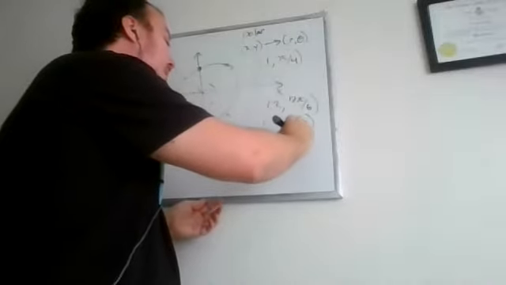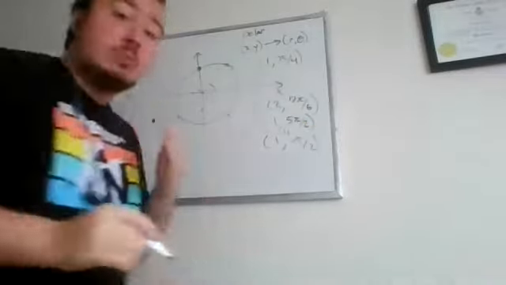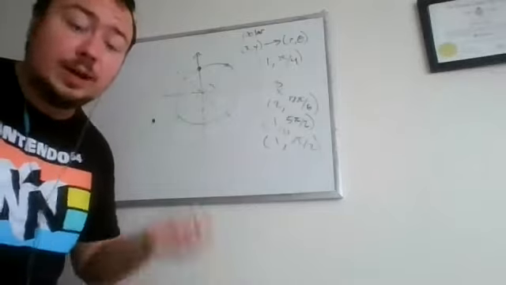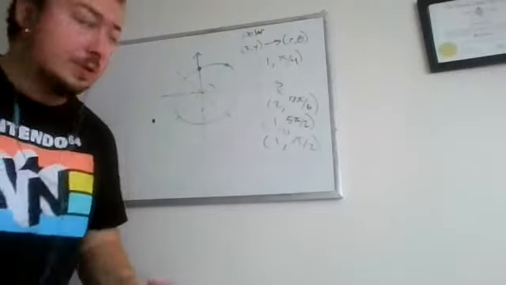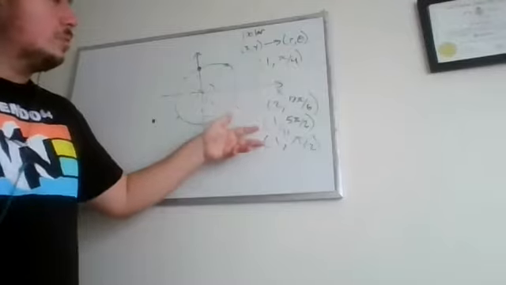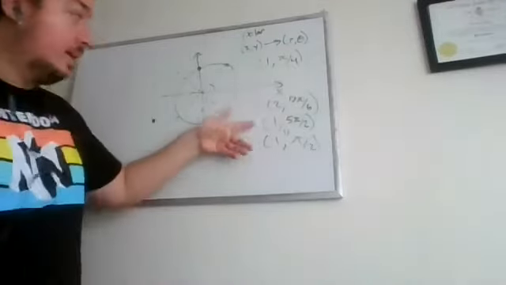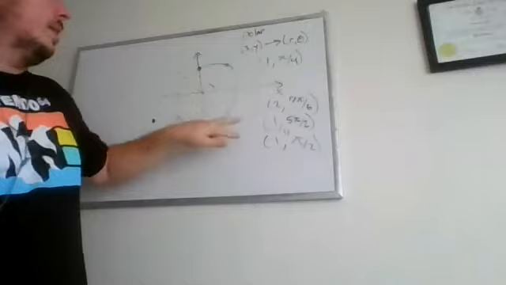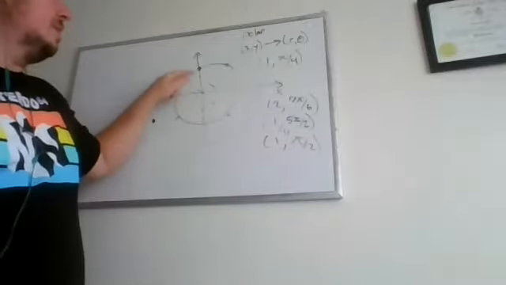Isn't this the same as 1 and then pi over 2? And you're absolutely right. It is exactly the same point. One interesting feature of polar coordinates is that you can have more than one representation, or really infinitely many representations of exactly the same point. So these two coordinates represent the same point.